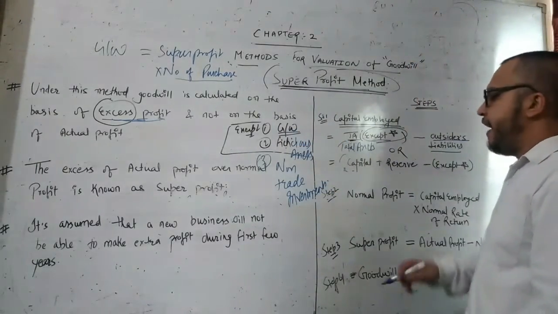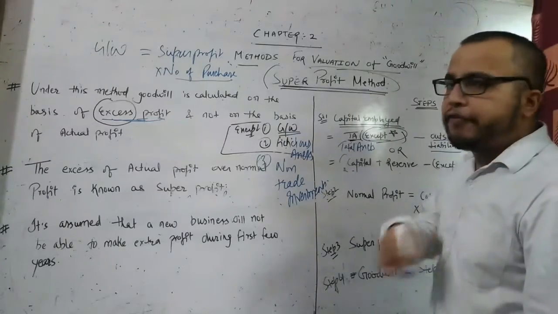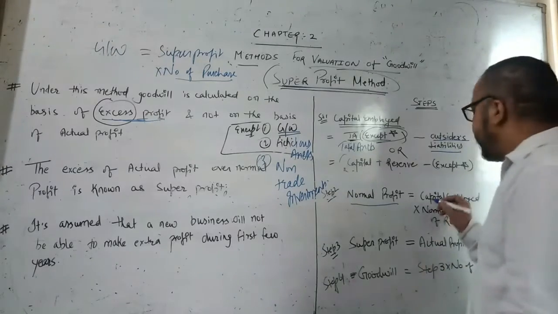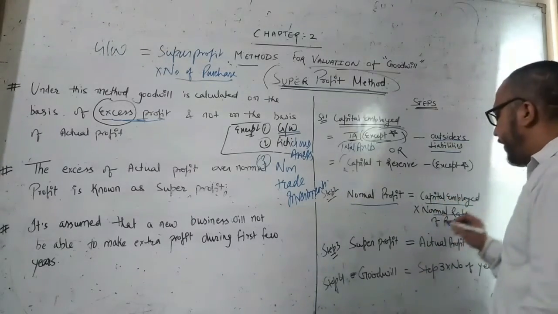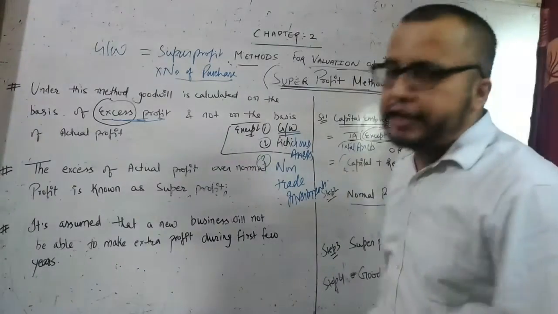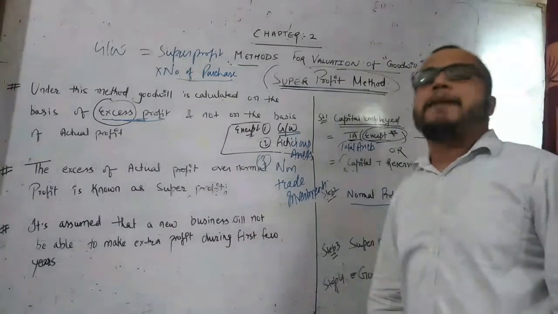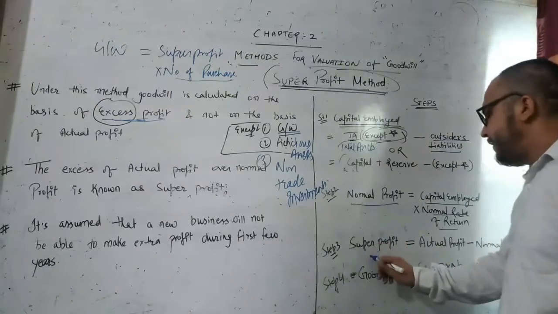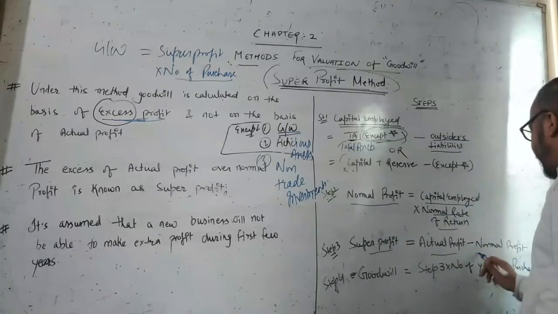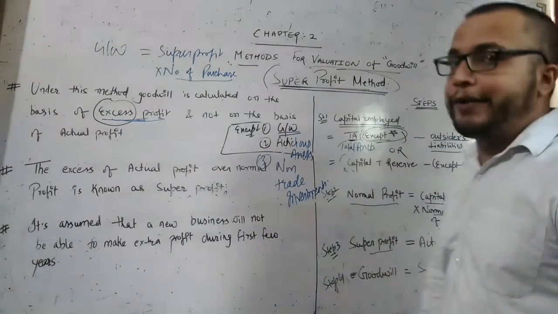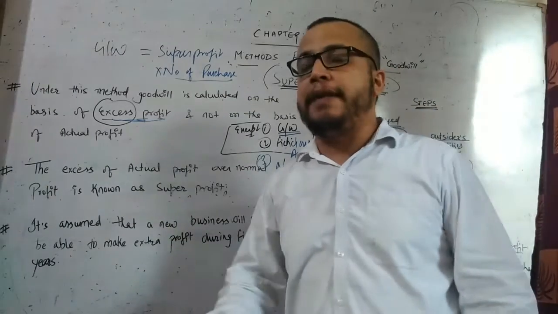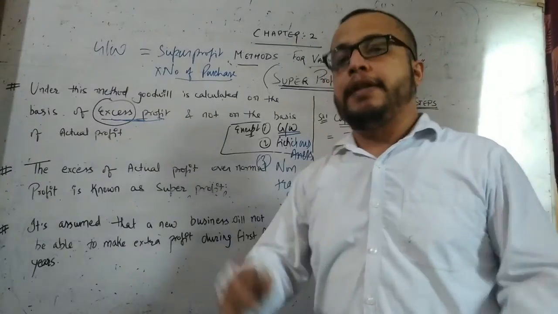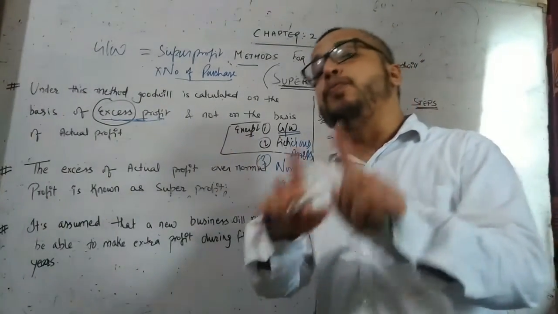Once you get the value of capital employed, with the help of capital employed you can compute normal profit. And normal profit is capital employed into normal rate of return. Once you get normal profit, your next step is to calculate super profit. And the formula for super profit is actual profit minus normal profit. As I told you, the profit which you make with the help of the name less the profit which you can make with your own name, the difference between them is known as super profit.